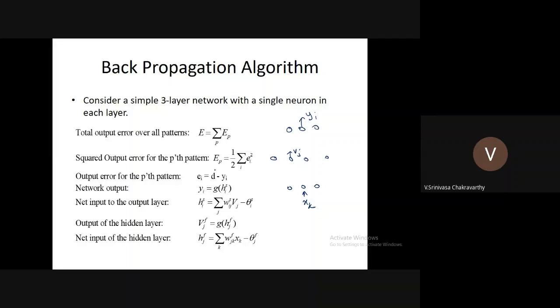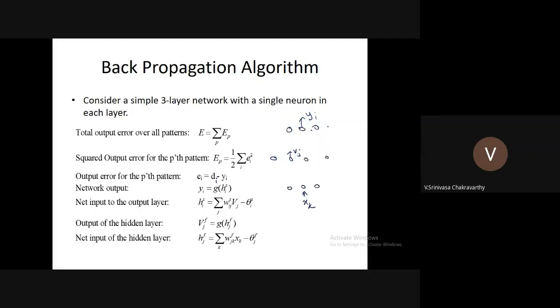Here I'm using D as the desired output. The ith output is Yi. So Ei is Di minus Yi, and therefore EP for the pth pattern is the sum of squares of all these errors.